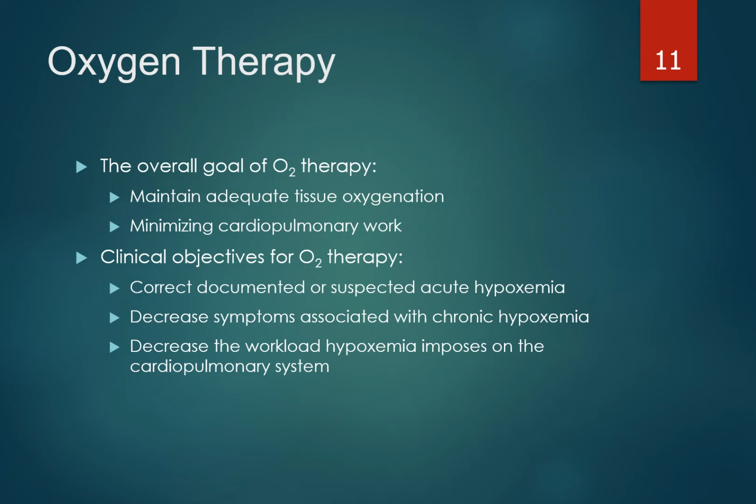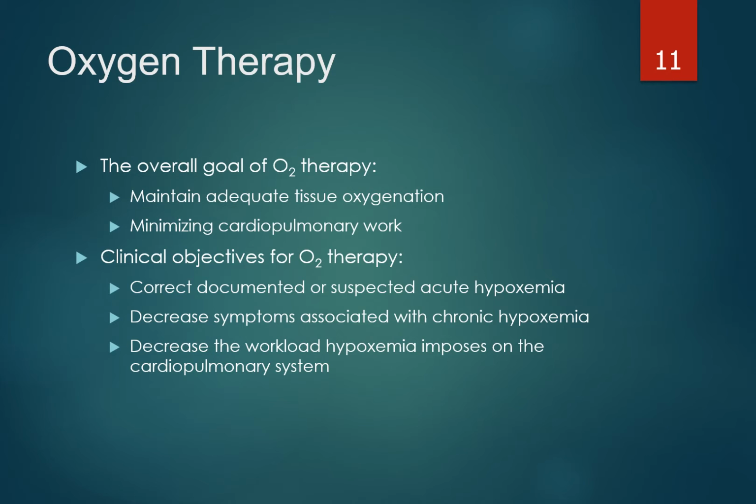There are many goals for oxygen therapy, but the main categories are to maintain adequate tissue oxygenation and to minimize cardiopulmonary work. So let's talk about certain circumstances that would lead to inadequate tissue oxygenation. If you have pneumonia, asthma, emphysema, ARDS, or idiopathic lung disease, all of these can result in inadequate tissue oxygenation, so you need supplemental oxygen.